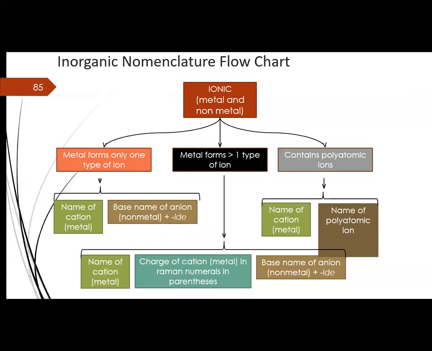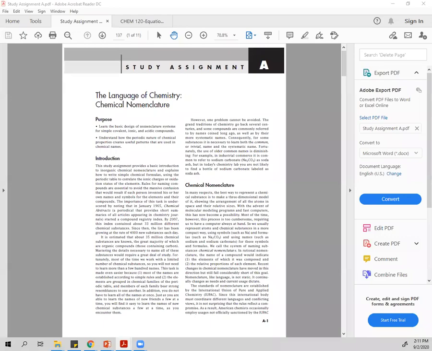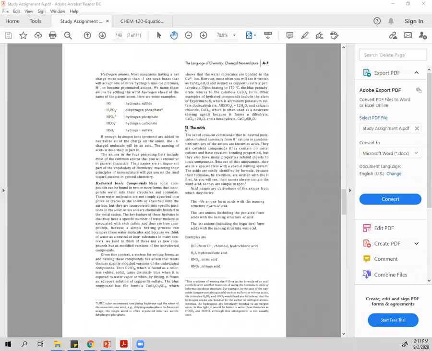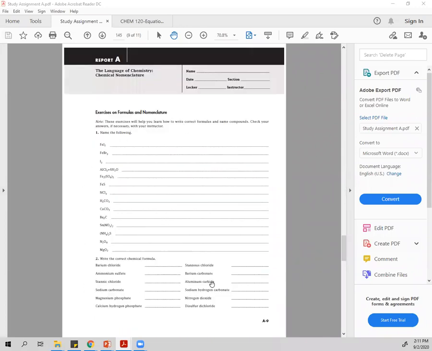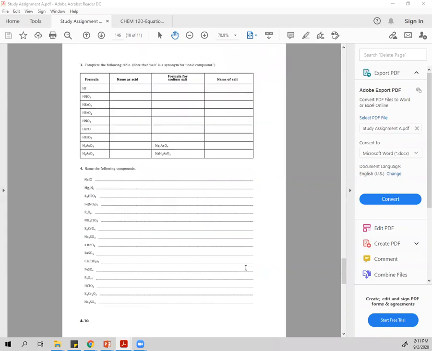Now, your lab manual also has some of this inside of it. It's called Study Assignment A, and I've linked that below as well. Now, Study Assignment A, if you need some more support for this, it has really detailed instructions on how you go through and name your molecules and your compounds. And so it's a good one to use as you're going through. I would definitely recommend practicing through all of these because it is very helpful for you guys.